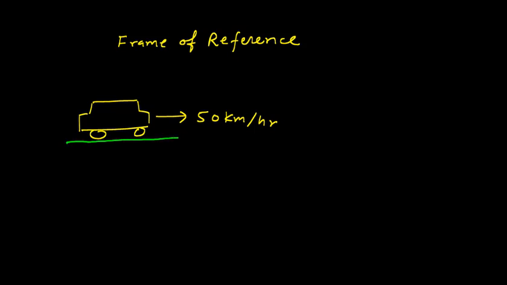Well, suppose this is a car, and this car is moving at a speed of, say, 50 km per hour. Right. So what does it mean? It usually means that the car is moving with respect to the surface of Earth. So let me just draw the surface of Earth. The car is moving with respect to the surface of Earth.